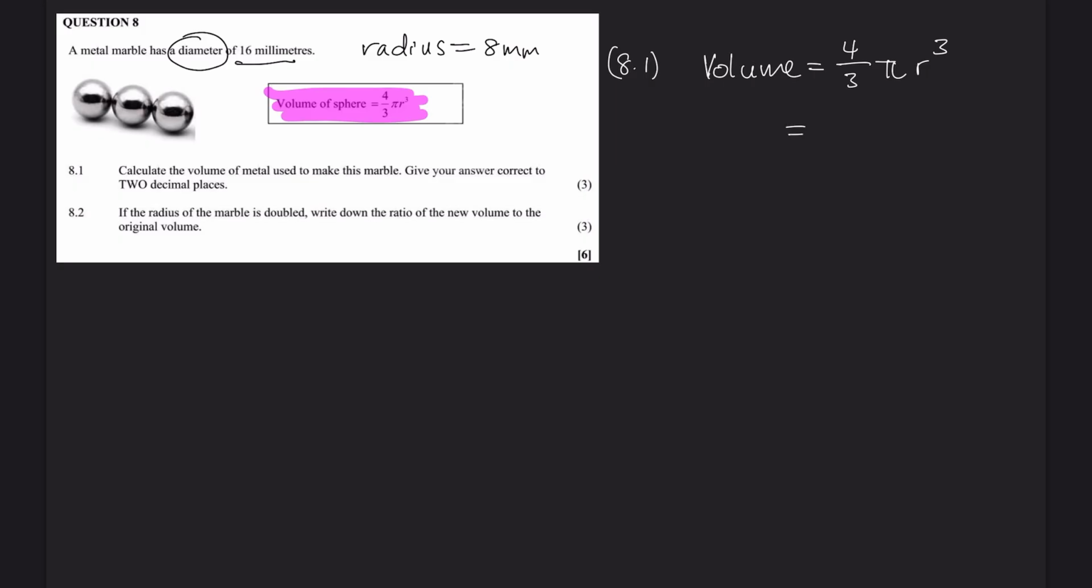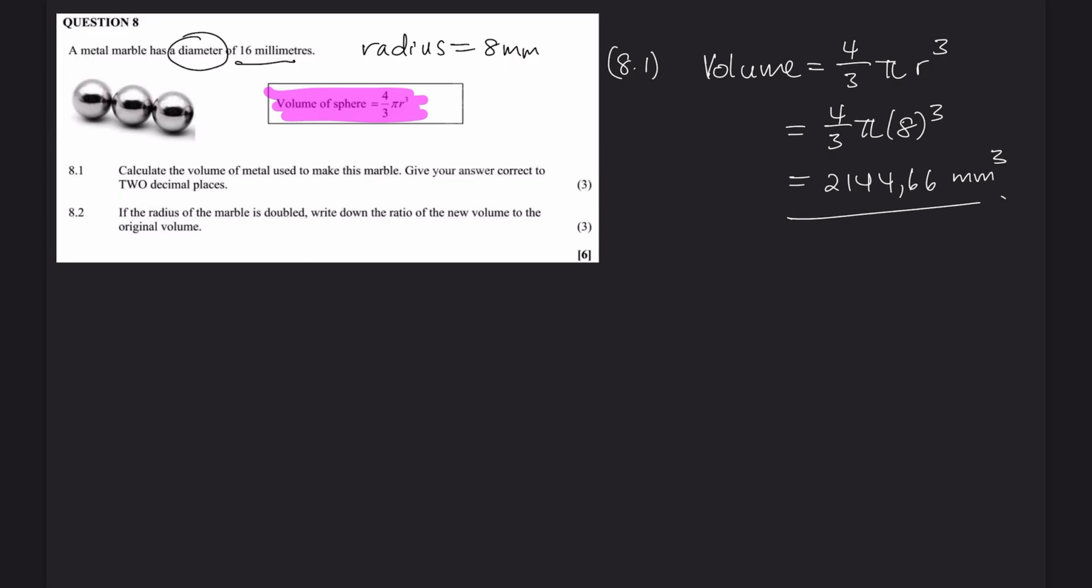Right, so now we just substitute. So 4 over 3 times pi times 8 to the power 3. And that would give us a volume of 2144.66. And the units are going to be millimeters cubed.